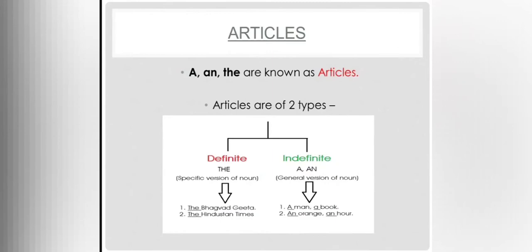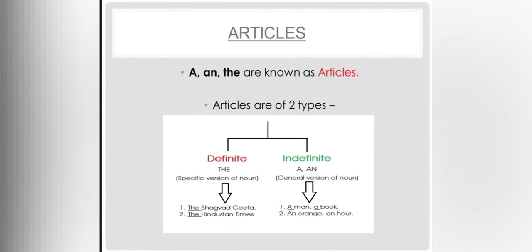A and the are known as articles. The articles a and an can be used with countable nouns in the singular form. And the word the comes under definite articles, which is the specific version of a noun. An example of definite articles is the Bhagavad Gita. So the is used with Bhagavad Gita because here I am talking about a specific book. I am not talking about a common book. That's why we used the with it.